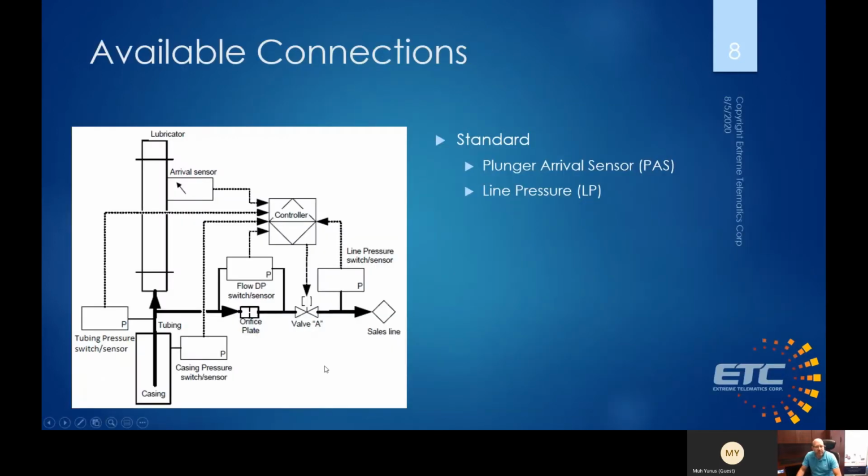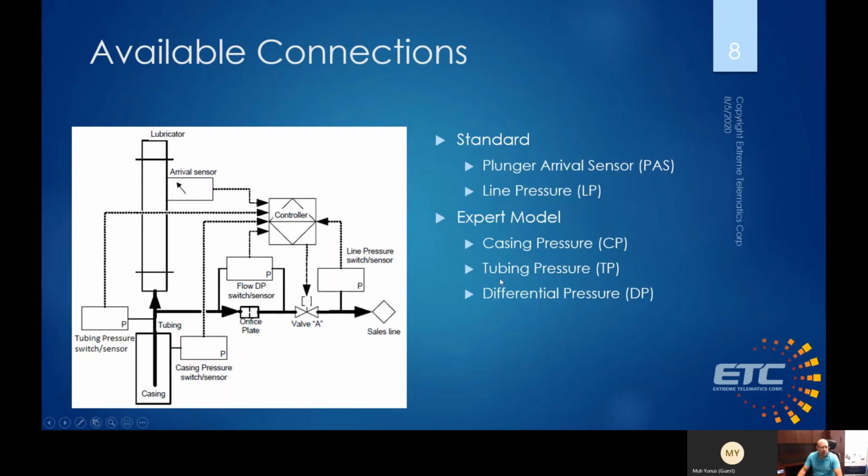All right, so if we look at the connections that can be made, our standard controllers come with a plunger arrival sensor input and a line pressure input. And you can see where these are connected. The line pressure is connected on the other side of the valve so that we can monitor for a high line pressure condition. And then the plunger arrival sensor is mounted at the surface on the lubricator to detect when the plunger comes to surface.